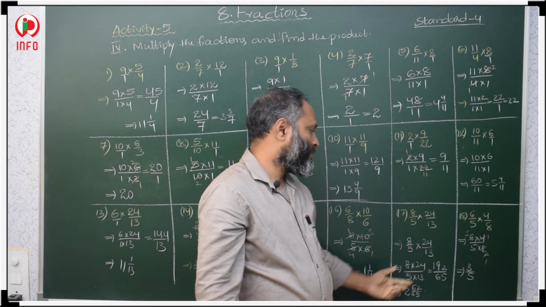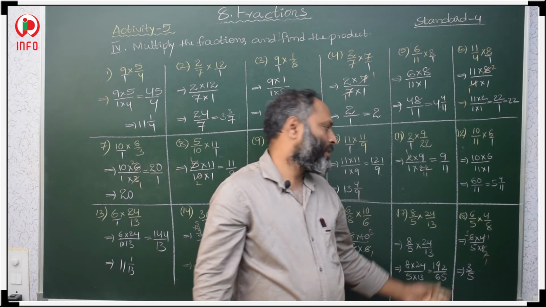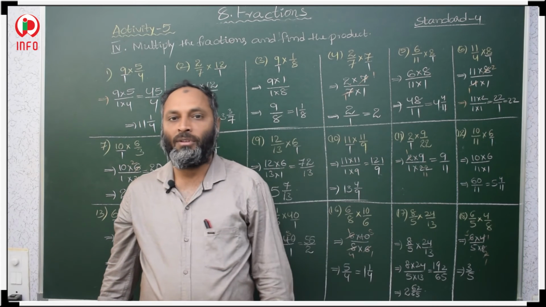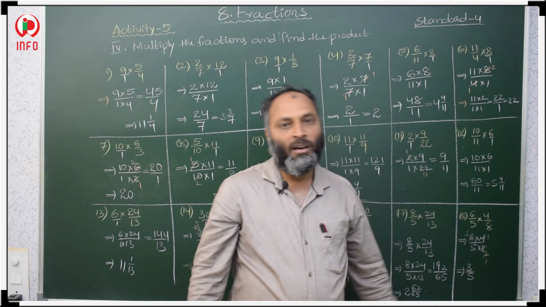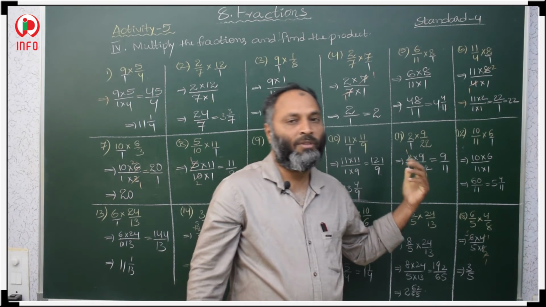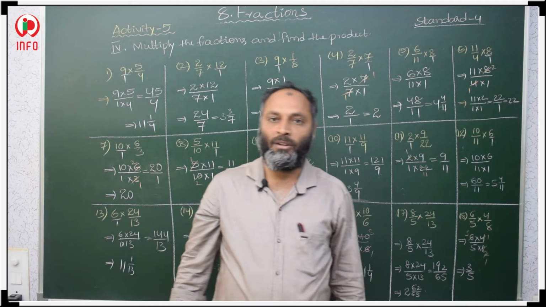So here more sums were left. Total 36 sums were given, 14 more sums left. Those 16 sums you do as your home assignment. In the previous questions also 4 or 5 sums were left in each bit, that also you do as your home assignment. Okay.